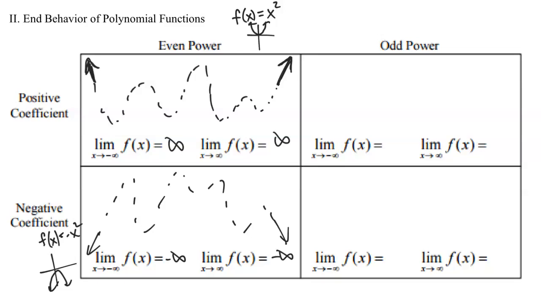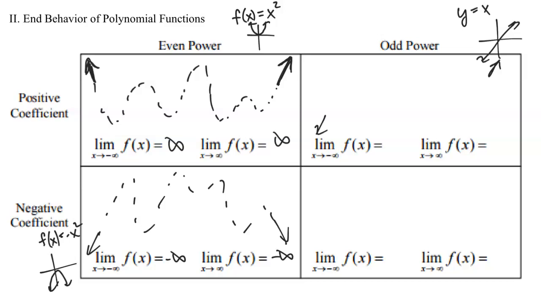Now let's take a look at this top right box, which is talking about an odd degree and a positive coefficient. So what function has an odd degree and a positive coefficient? How about y equals x? Do you know what y equals x looks like? That's just the linear function that goes through the origin. And it turns out, just like with even, every function that has an odd degree and a positive lead coefficient is going to have the same end behavior as that linear function right there.